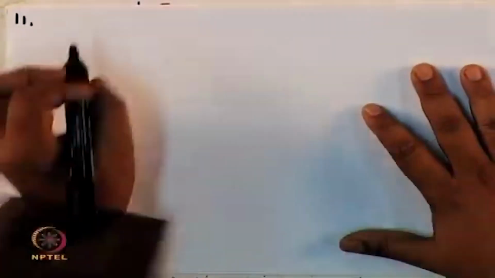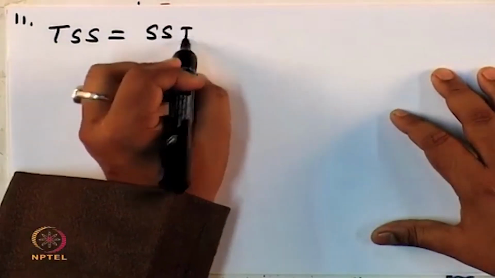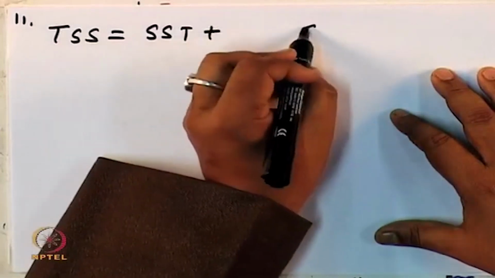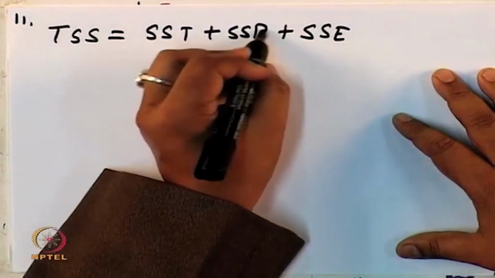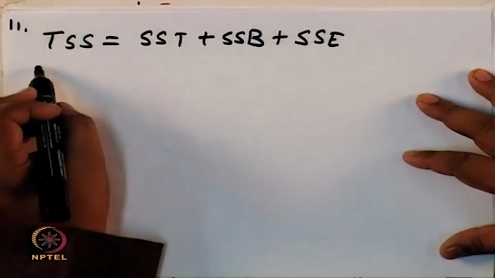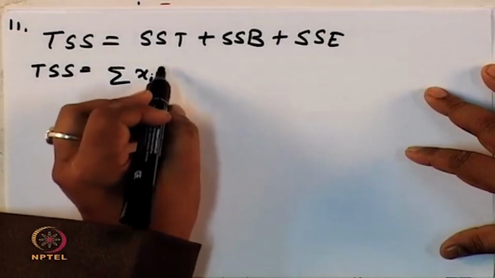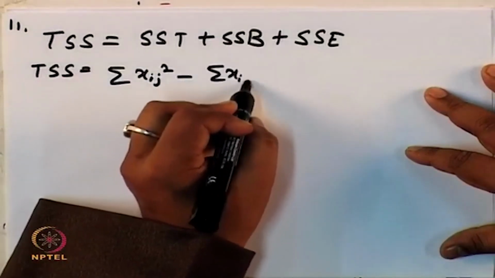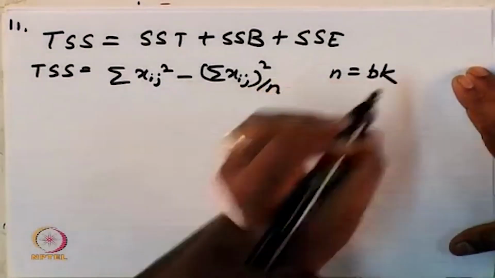In this approach, earlier you would write TSS equal to SST plus SSE, but here we have one more term, which is SSB, the sum of squares of blocks. I can write the TSS as before, which is the summation of xij square minus the summation of xij whole square by n, where n is equal to b times k.